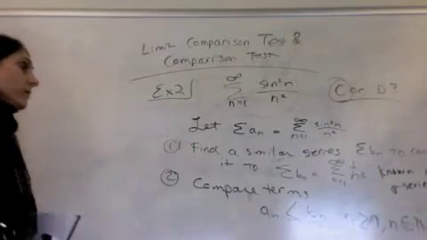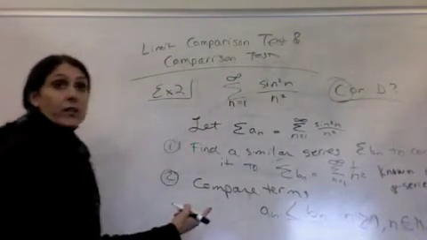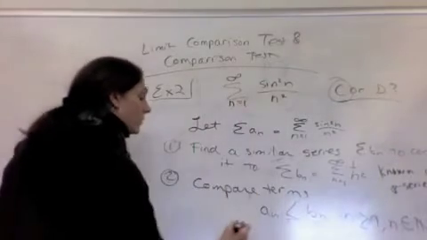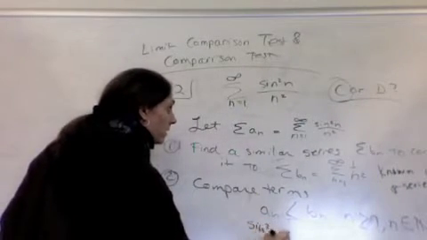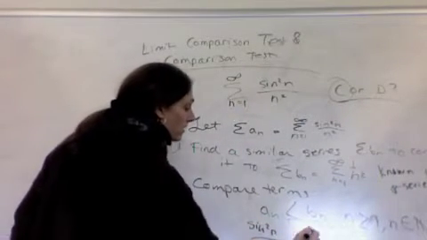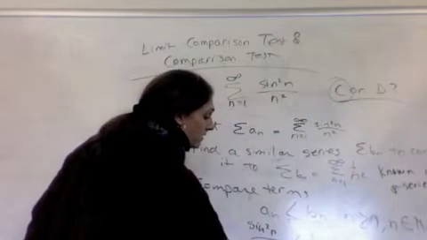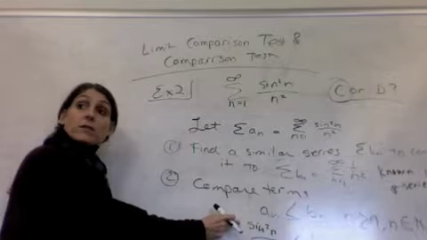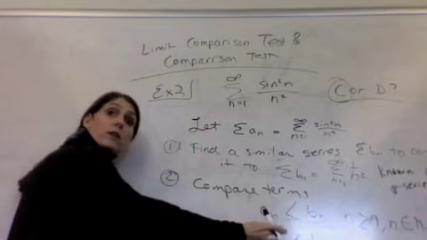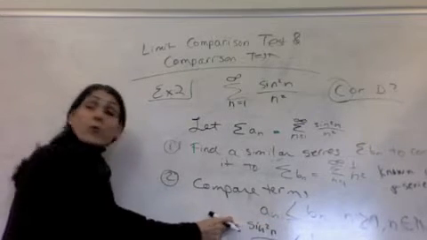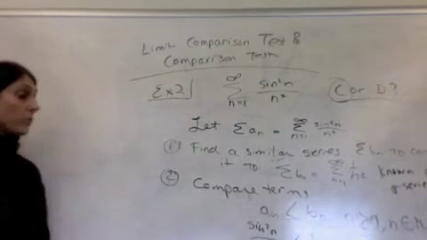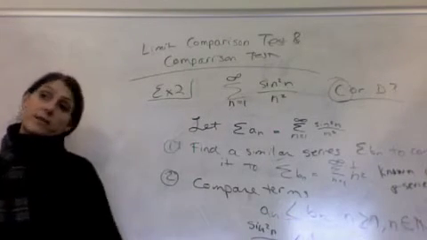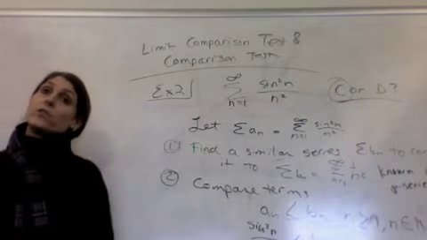Well, that's not so bad, because this is actually a very easy test. Because the range of sine is from 0 to 1, this numerator, sine squared n, is always smaller than or equal to this numerator. So thus, this is smaller than a known convergent series.